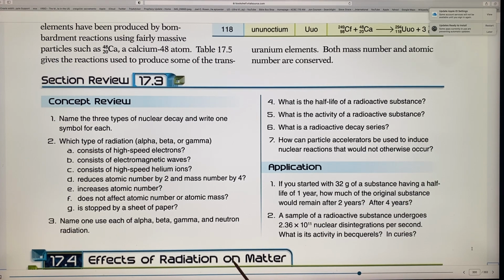Number 5, what is the activity of a radioactive substance? The amount of decay occurring in the radioactive substance. When you think of the activity, you're thinking of the decay. So you're thinking of the radioactive substance. We went over that. I did a whole thing on radioactive substance. As they become radioactive, they're decaying.